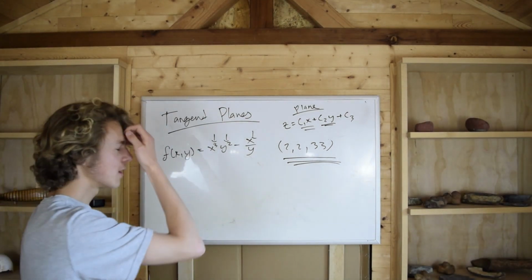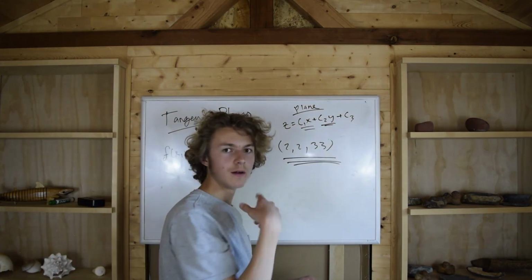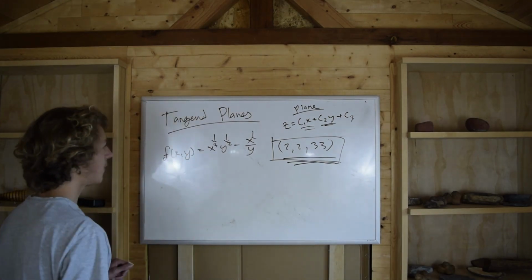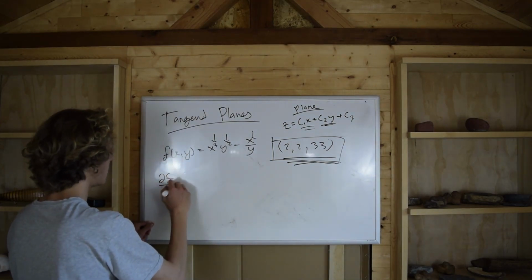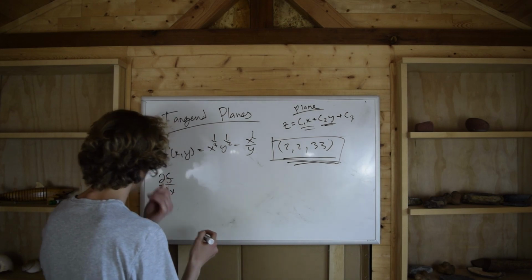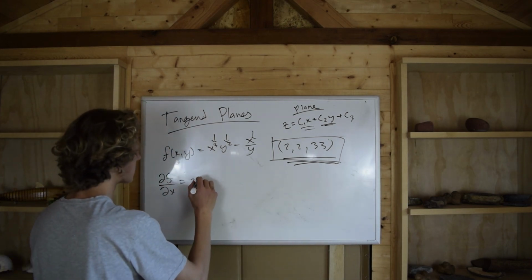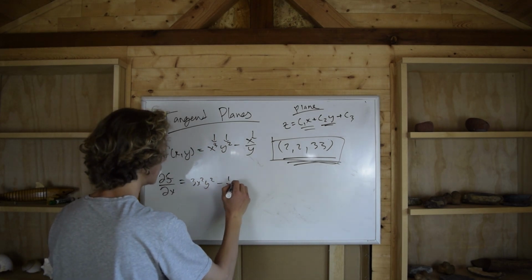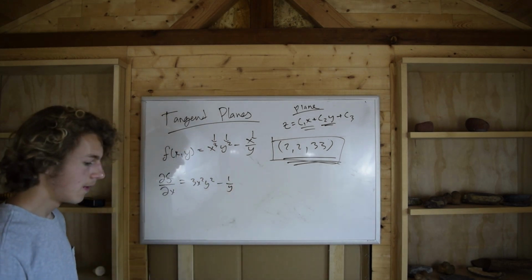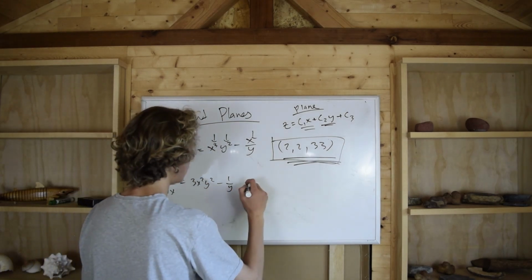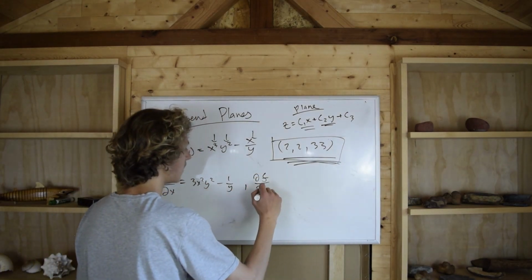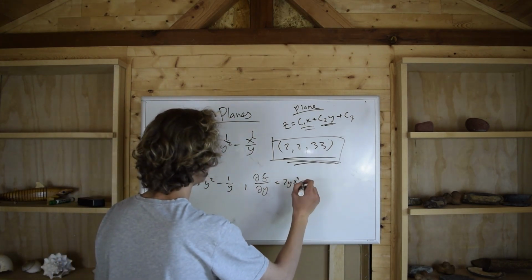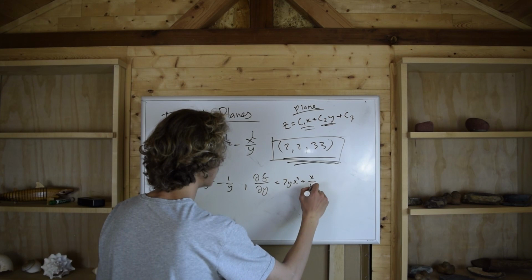We'll analyze what goes on, and then we'll eventually find the equation of the tangent plane at this given point. So if we find the derivative with respect to x, based on the previous rules, we get 3x squared y squared minus 1 over y. That's our partial derivative with respect to x, and our partial derivative with respect to y is 2y x cubed plus x over y squared.